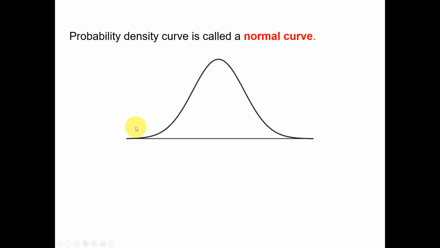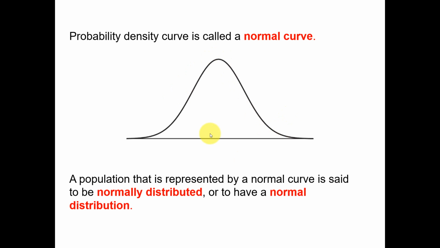So this is a curve, this probability density curve is a normal curve, and you notice that it has a bell shape. A population that is represented by a curve that looks like this, a normal curve, is said to be normally distributed, or to have a normal distribution.